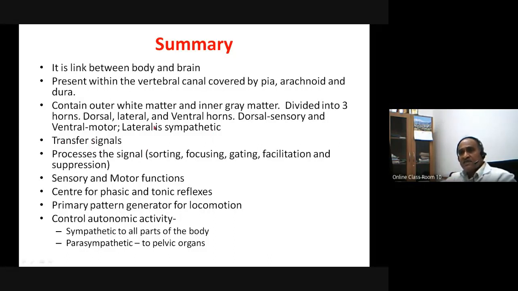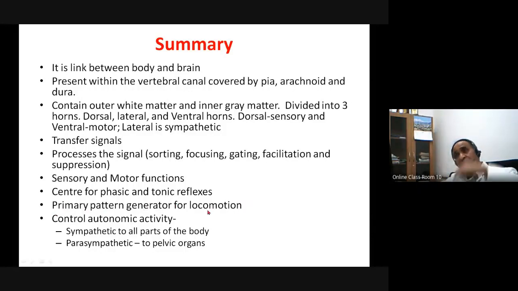It transfers signals. It processes signals: sorting, focusing, gauging, facilitation, and suppression. It performs the sensory and motor functions. It is the center for basic and tonic, or the segmental and the postural reflexes. And it has a primary pattern generator for locomotion.